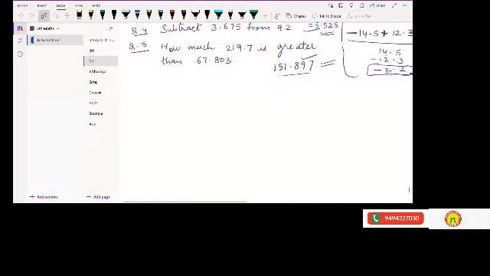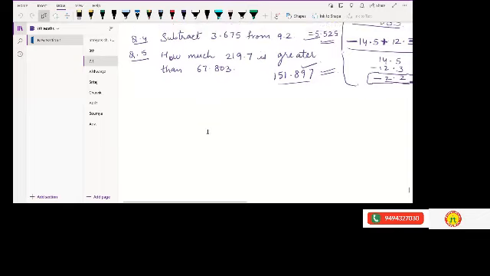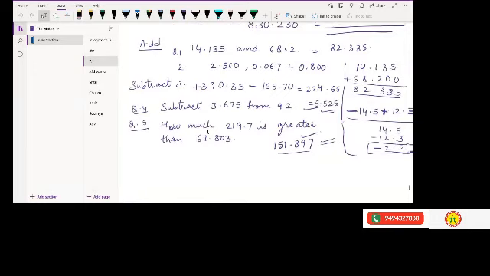Okay, so in the last class, children, we had started with the decimals part, right? We had done the addition and subtraction of decimals. Yes? Great. We had done some sums also, and all this was nothing new to you because you have already done addition and subtraction in your previous class also. So today we'll move to multiplication and division of decimals.